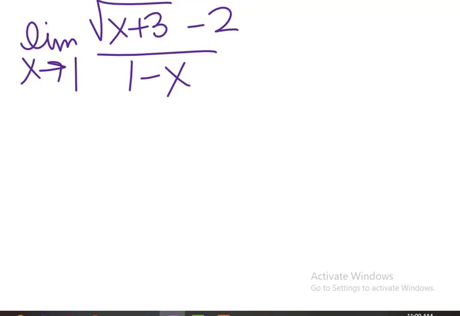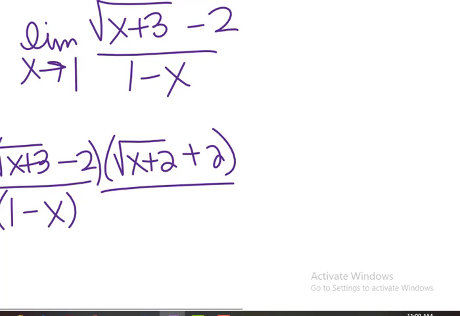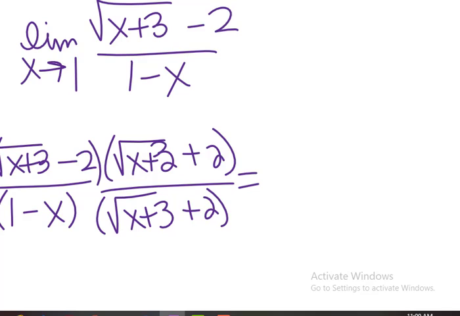So what does catch my eye is the square root of x plus 3 minus 2. And I'm going to multiply the top and bottom by the conjugate of the numerator. And this is what it would look like in the simplification. All right, so we have the square root of x plus 3 minus 2 over 1 minus x. And then I'm going to multiply the top and bottom by the square root of x plus 3 plus 2. All right, so notice I'm multiplying the top and bottom by the same value.